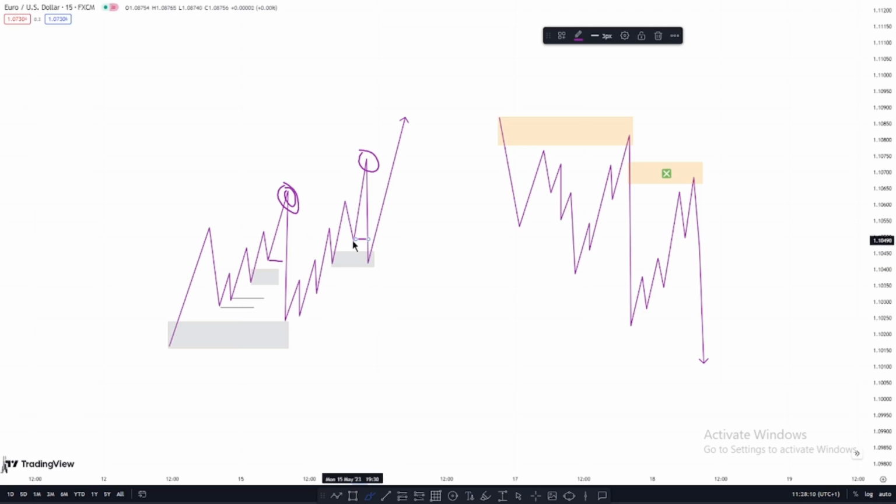And when it took out the first internal structure low, I've told you your OB will be sitting after inducement has been taken. This is your inducement, guys. After that inducement has been taken, then the next OB is a valid OB that you can take trades from. And then after that, you now have the extreme OB, perhaps sitting around here.